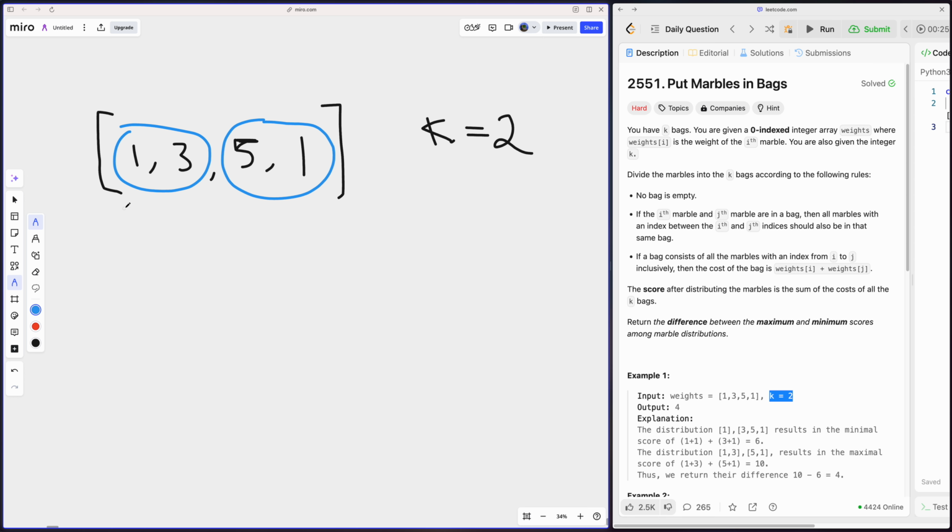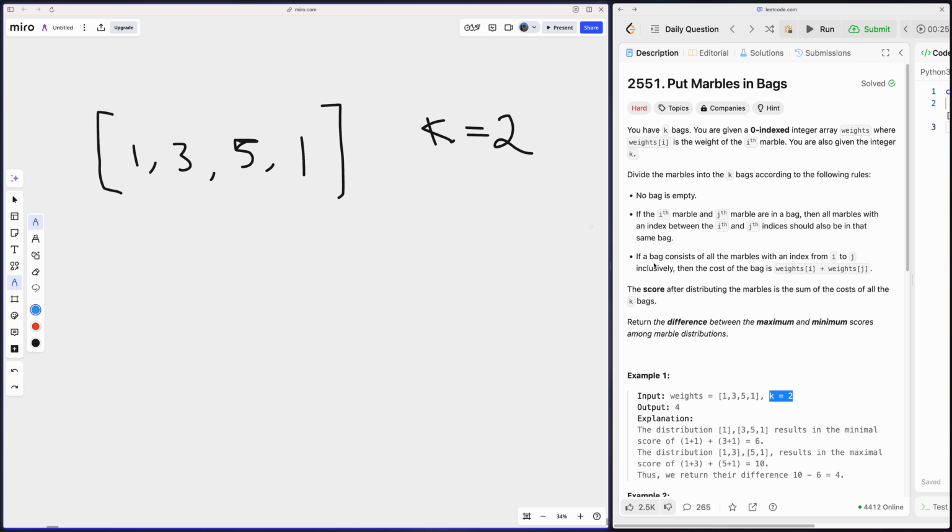There's one thing that they say: if you pick the index I to J, that means all the marbles in between the indices from I to J need to belong in that bag, right? What that means is we can't pick one bag to be like this and then another bag that skips over and goes like this, right? That's not allowed. They need to be contiguous.